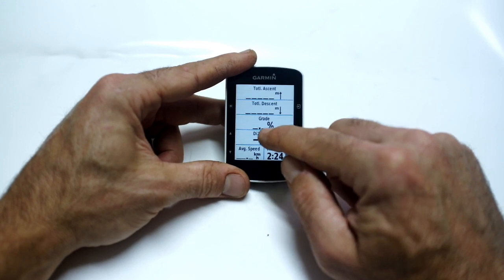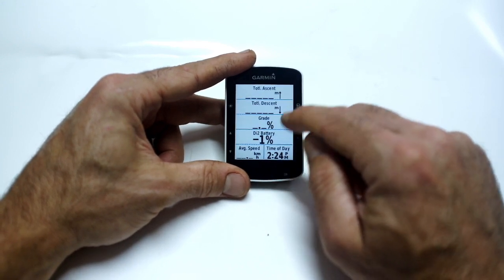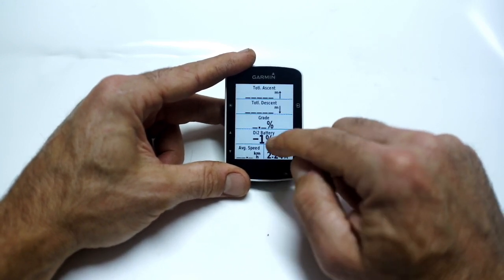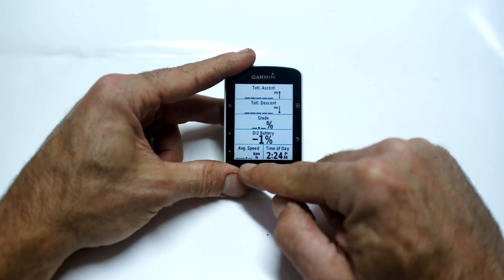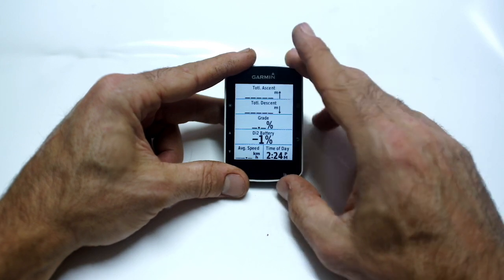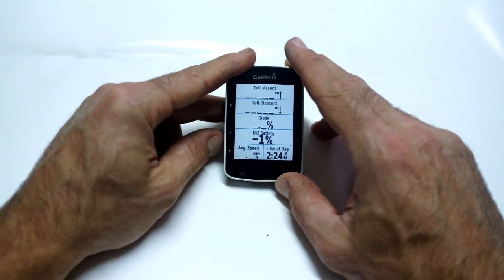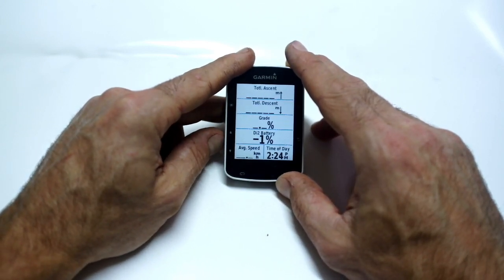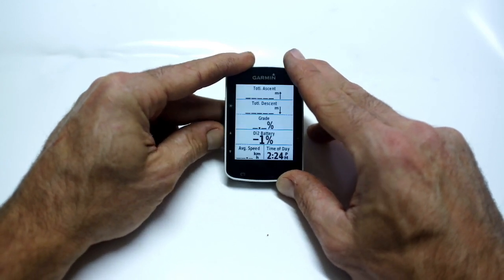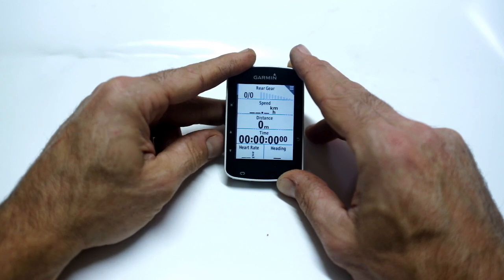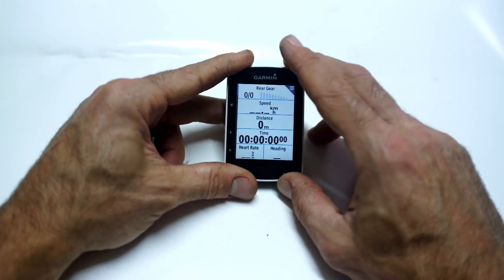This is the grade, the percentage grade that you're riding up. Again, usually quite accurate. The Di2 battery shows here normally when it's connected up, your average speed for the ride and the time of day. So I don't actually use power most of the time, so I don't have anything power related on here. But anyway, there are what I consider to be the most useful screens.